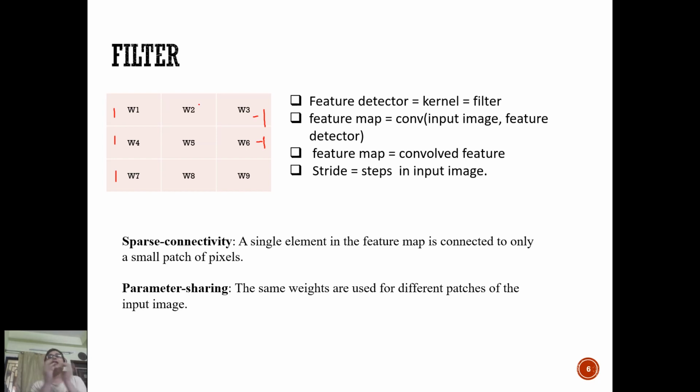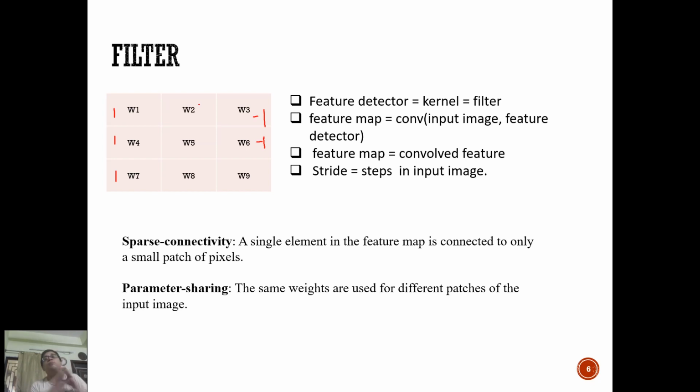That is what you call sparse connectivity, because earlier, if you have a 10,000-pixel image, it is flattened, then you need 10,000 parameters. But here that is not what is happening. Only nine parameters are getting applied. So it's not a dense connectivity but a sparse connectivity.